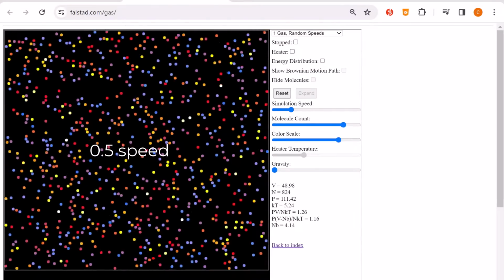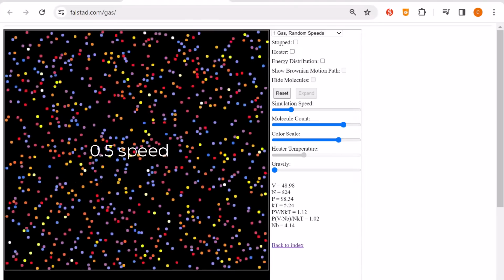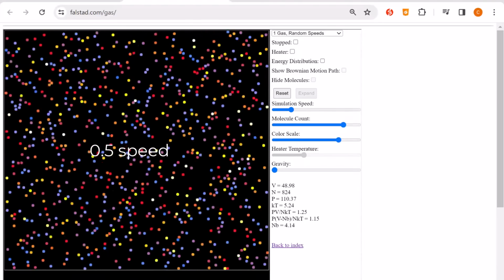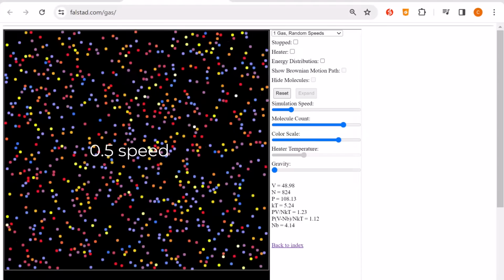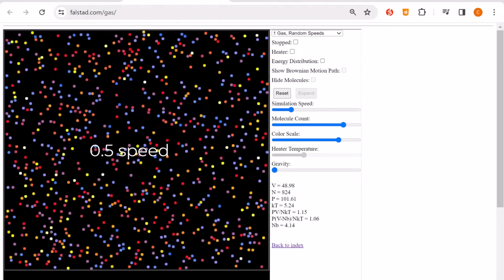If you look carefully, then you realize that when they collide with the wall, they will rebound with the same color, with no change in color, because the collisions are elastic. So the gas particles do not lose any KE. That's why they don't change color when they rebound against the wall.